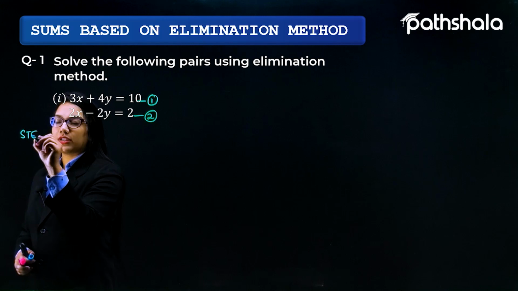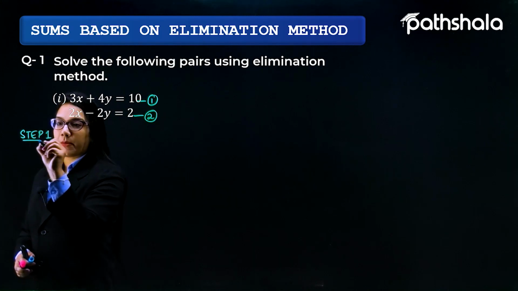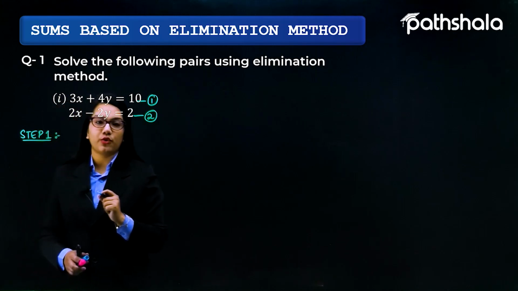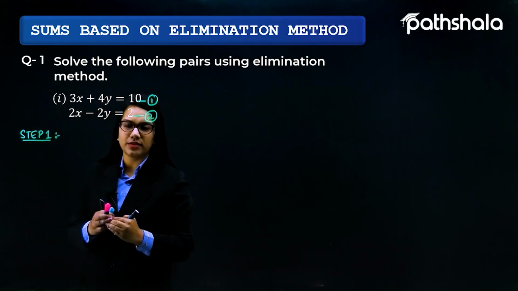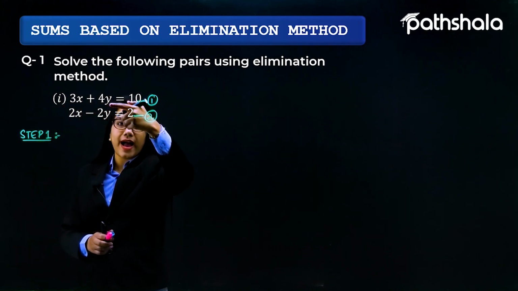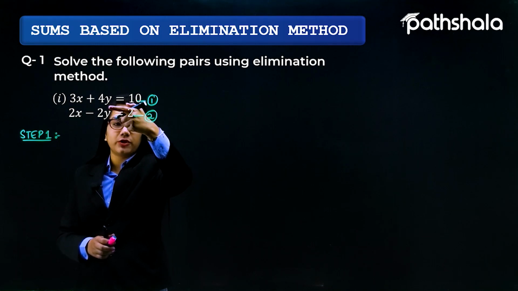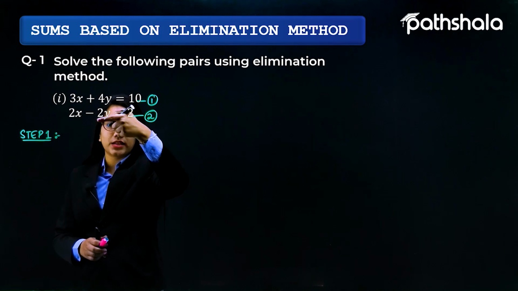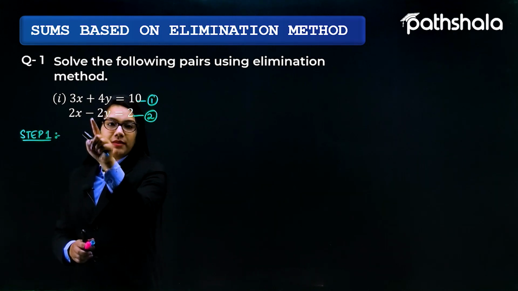Now let's follow the steps in order to solve the value of x and y by the elimination method. Step number 1 would be that either we have to make the coefficient of x the same, or we have to make the coefficient of y the same. As we can see over here, the y coefficient in the very first equation is 4, and in the second equation the coefficient of y is 2. So we can make them similar.